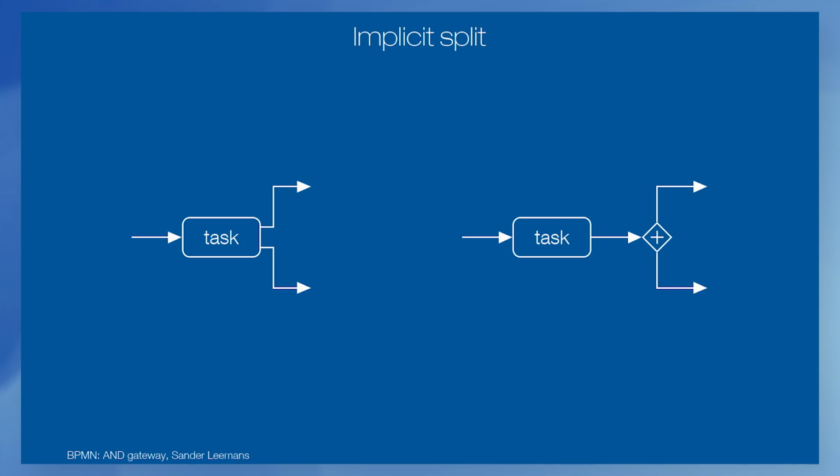We can summarize this by kind of dragging the AND split into the task and combining them into one. Then we get this construct on the left, and that one tells us that first the task is executed and then a parallel split occurs. So one token goes into the task and two tokens come out. So this is an implicit split and helps to keep models a little bit smaller.